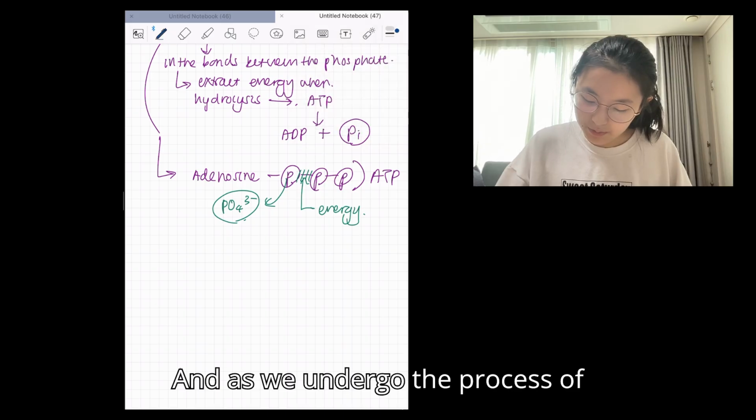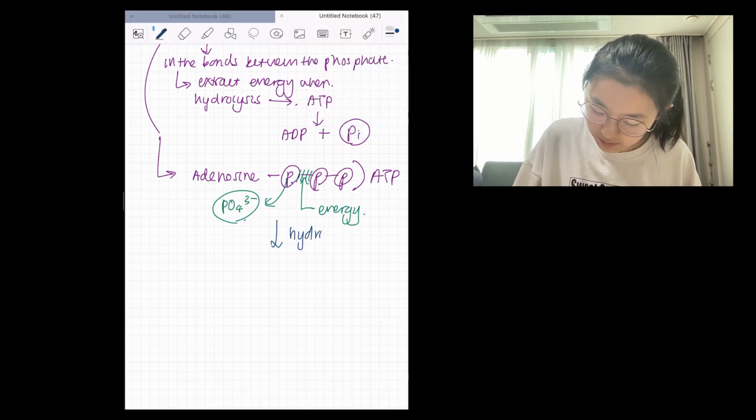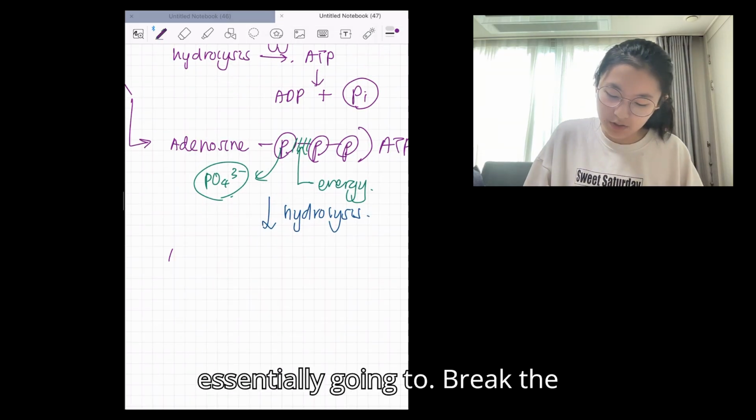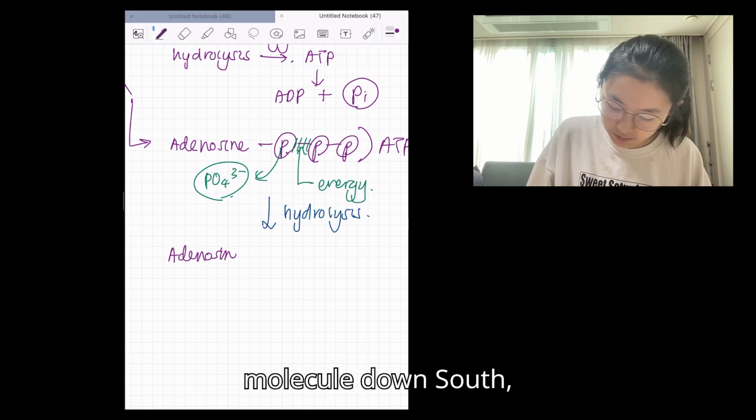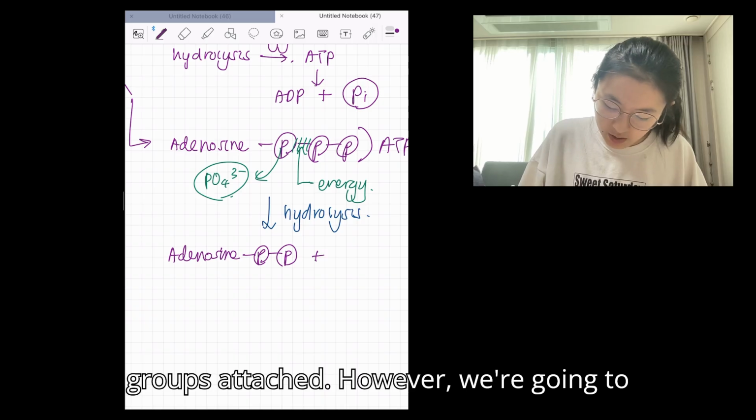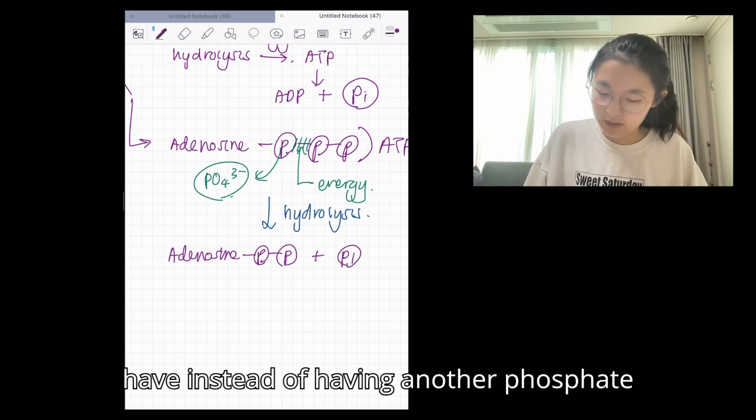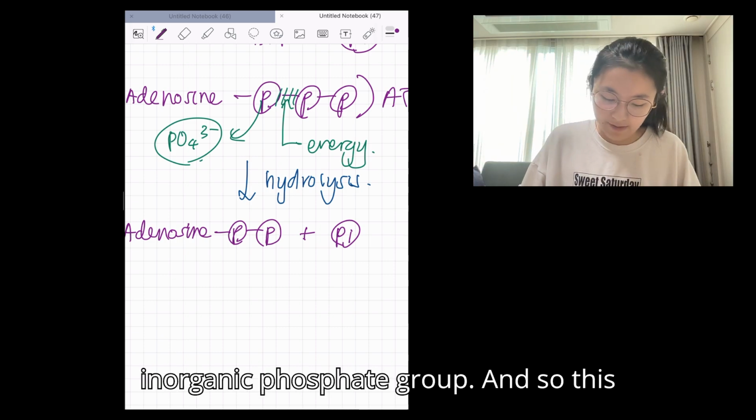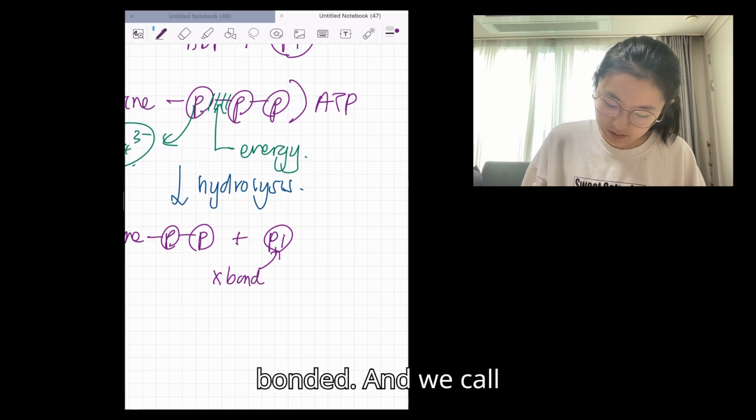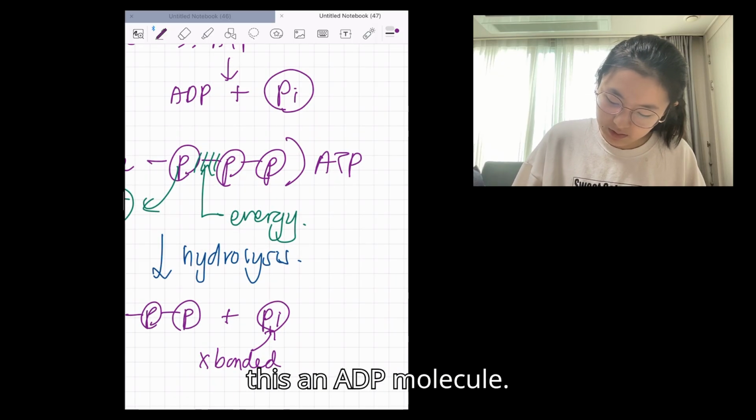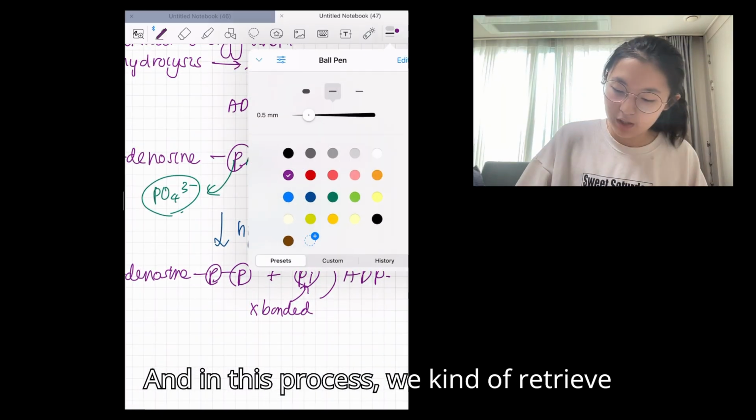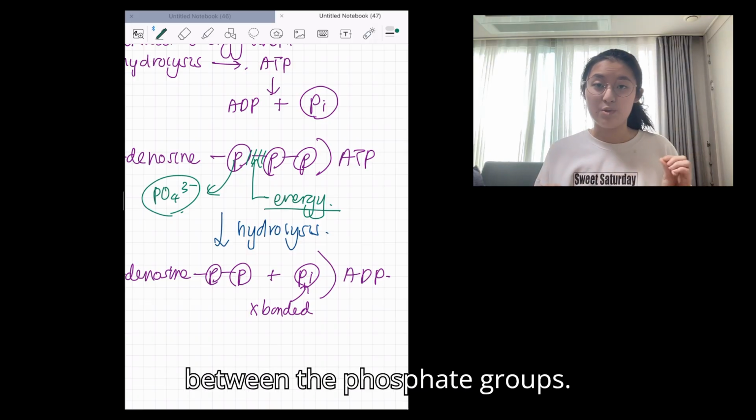And as we undergo the process of hydrolysis, what's going to happen is we're going to have addition of water, which is essentially going to break the molecule down. So we're still going to have 2 phosphate groups attached. However, instead of having another phosphate group attached, we're going to have an inorganic phosphate group. And so this guy is just on its own, not bonded. And we call this an ADP molecule. And in this process, we retrieve this energy that was present in the bonds between the phosphate groups.